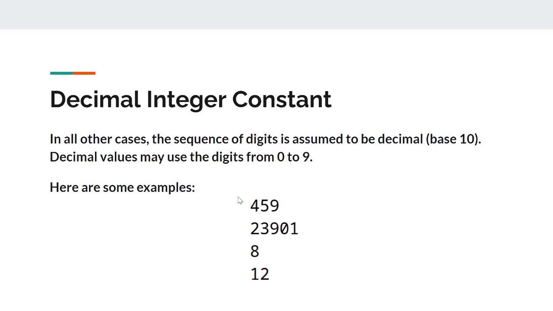Now, decimal constant means it has the base 10. Whenever the number system has base 10, it has digits 0 to 9, and here we are not using A, B, C, D, E, F, which are used only in the hexadecimal system. Values can be any combination of digits 0 to 9, like 4, 5, 9, 0, 2, 3, 9, 0, 1, 8, 12, 1, 2. These are the different combinations which contain any digit from 0 to 9.